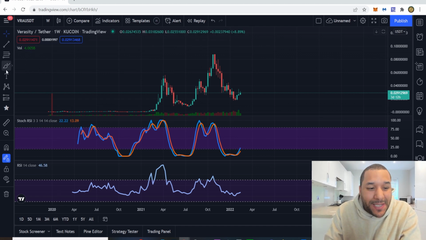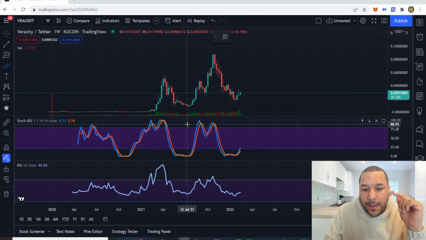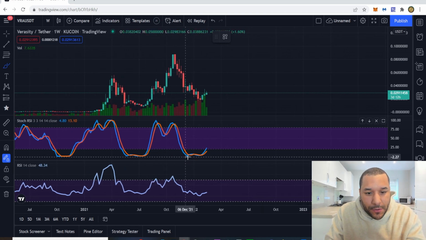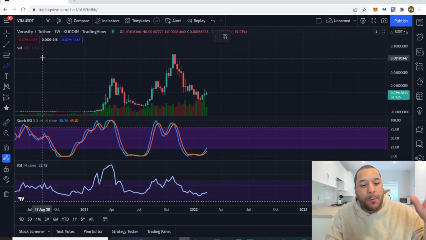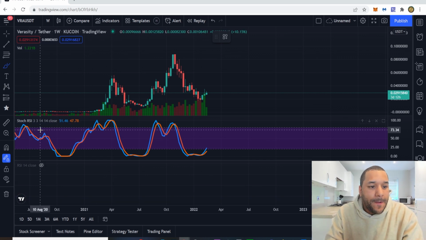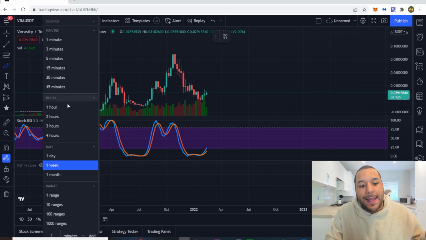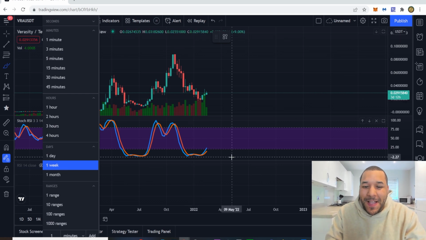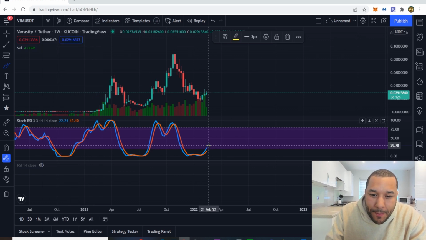That being said, look at the chart. The stochastic RSI in the middle. Now we're looking at Verasity on a weekly time frame. Let me take this one off because I don't want to confuse you. We're looking at this on a weekly time frame for Verasity, whatever you want to call it. And right now, the momentum is looking bullish.